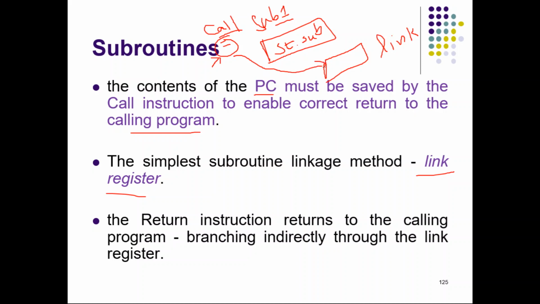Whenever there is a subroutine call, the PC will be updated with the starting address of the subroutine. So the subroutine will execute, and when the return statement is executed, automatically the link register content will be popped out, and the control will resume execution from the address specified by the link register. That will be nothing but the instruction that follows the subroutine call.